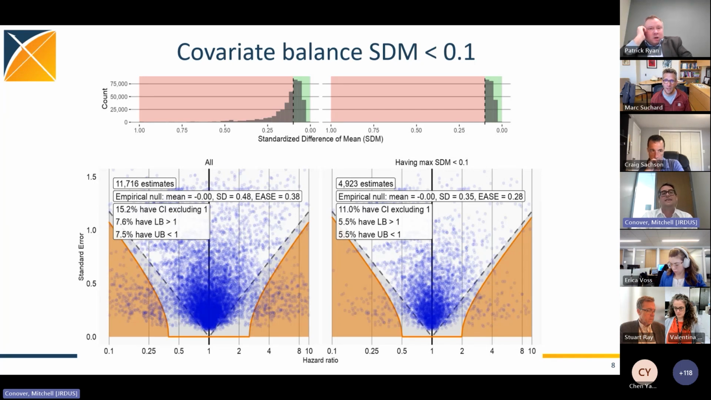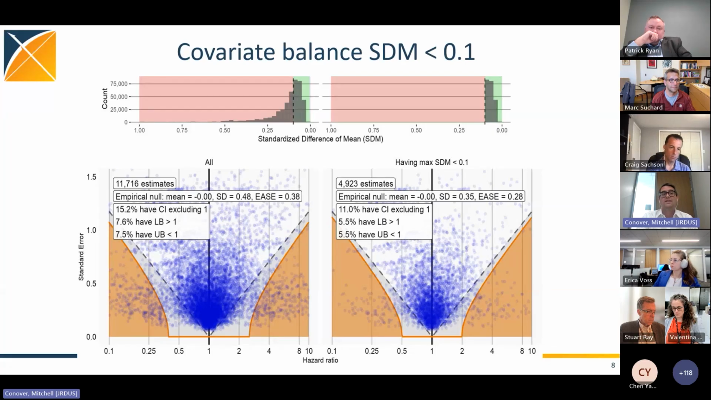At the top, you can see a histogram showing the distribution of standardized mean differences across all of those covariates across all of those negative control analyses in LEGEND hypertension. And you can see a large share of them just don't meet our threshold and would be excluded if we apply this diagnostic restriction. In the bottom panels, you're seeing a blue dot for each negative control experiment, plotting the hazard ratio against the standard error. And most importantly, the orange region shows, after empirical calibration, those negative control experiments that generate an incorrect non-null finding.